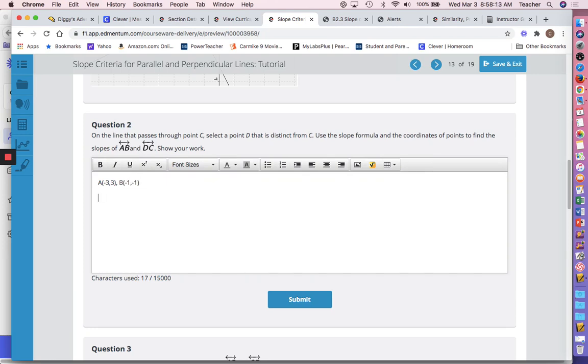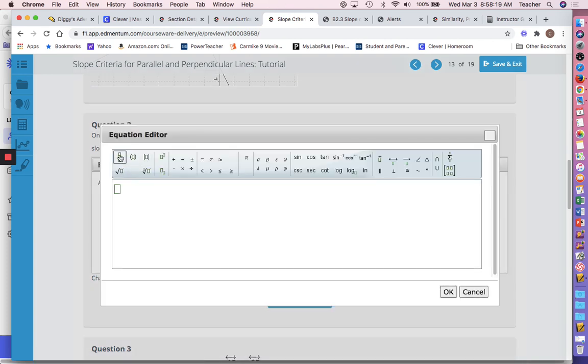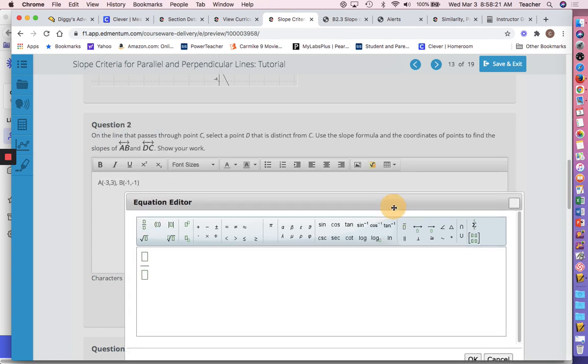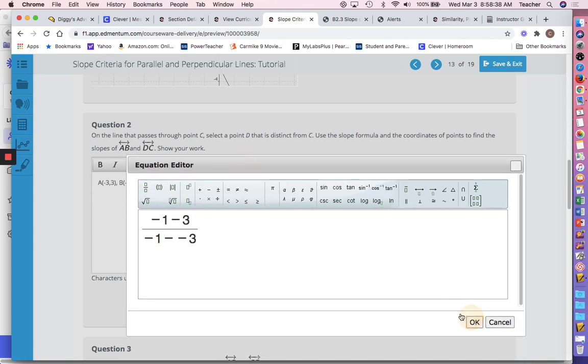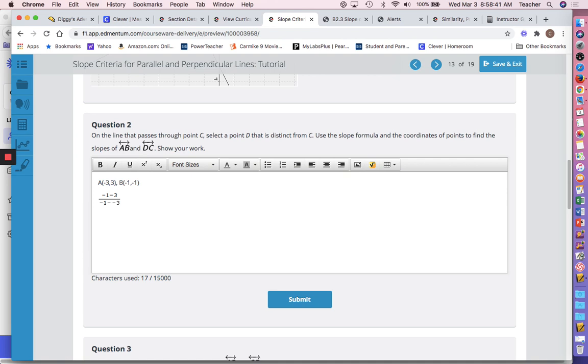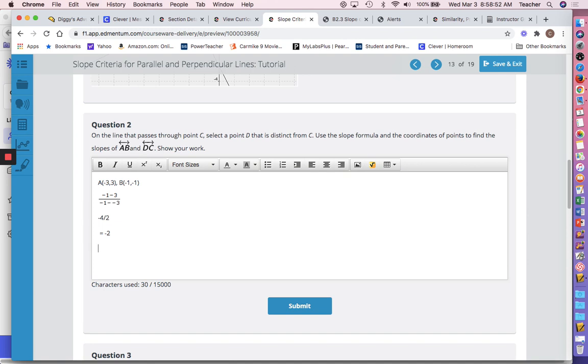To find the slope, again, it's going to be y2 minus y1 over x2 minus x1. For my visual people, I will put that in. Negative 1 minus 3. And on the bottom, x2 minus x1, so negative 1 minus negative 3. Negative 1 minus 3 is a negative 4. Negative 1 plus 3, the double negative, is a 2. And that's the same slope I had before because I never changed that line. It's the perpendicular one that's going to matter.